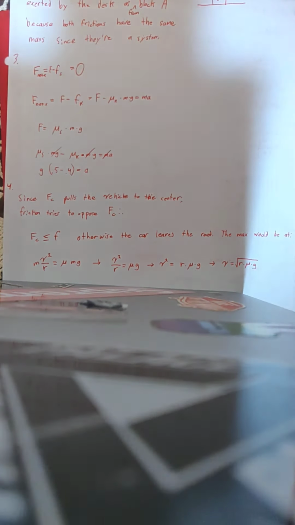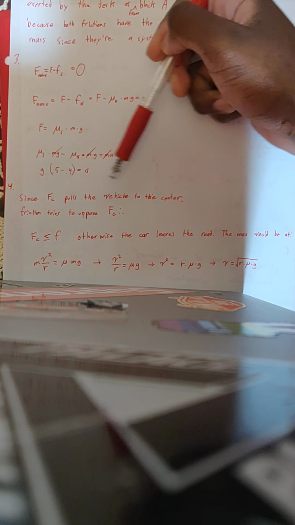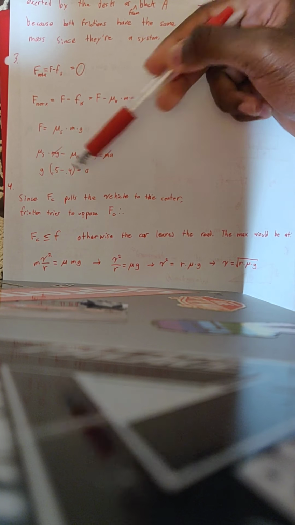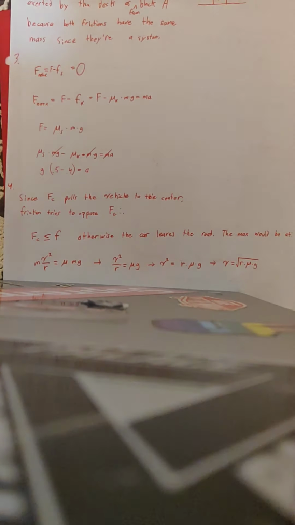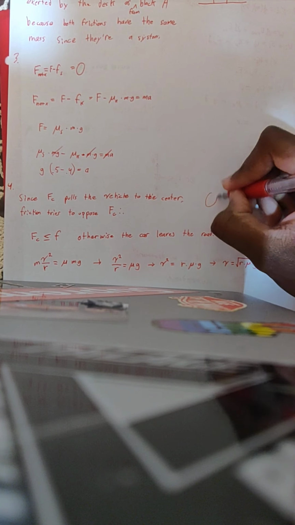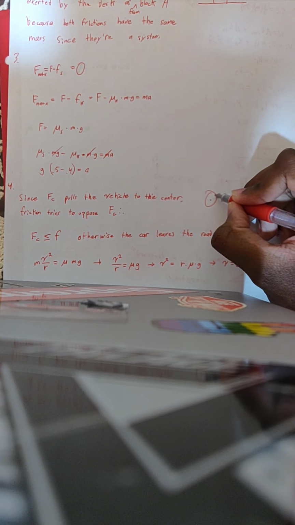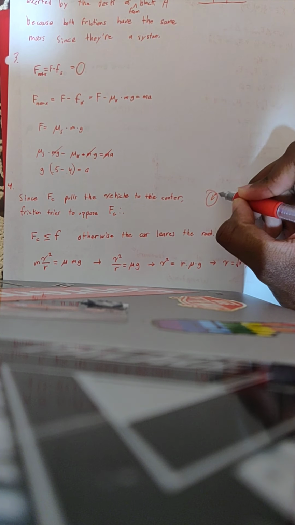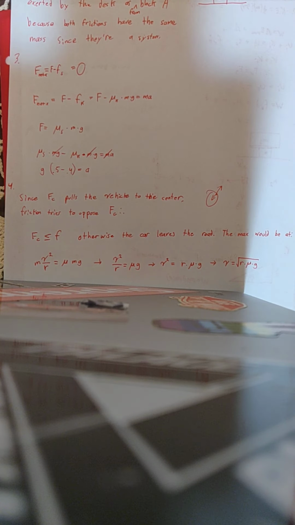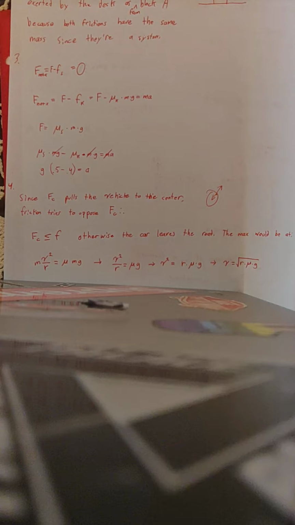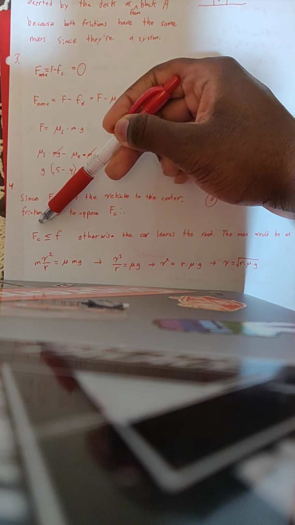or may not have realized is that since the centripetal force pulls the vehicle to the center, friction tries to oppose centripetal force. So let's say there's a circle and the car is over here. Centripetal force wants to pull it inward and friction opposes. So friction is trying to pull it outwards. So they're just asking you, if the car wants to stay on that circle, what is the fastest it can go?